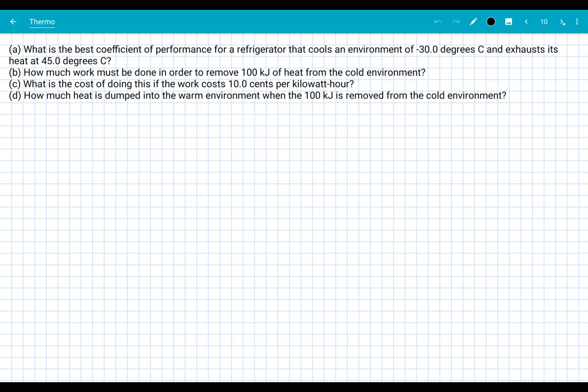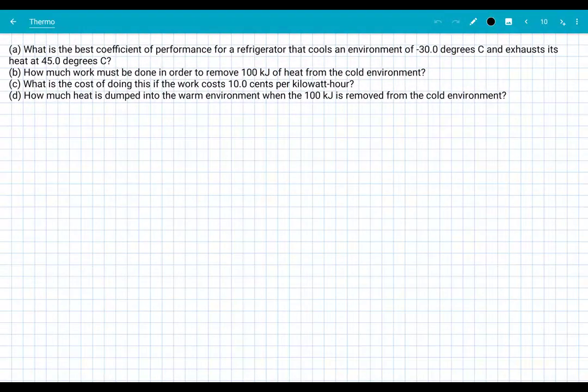All right, here we have a problem that involves a refrigerator. And I like this one because it actually talks about the running of the refrigerator, the work being done, and then the cost of having to run something because, as you know, we don't get our electricity for free. So let's start working through this one.